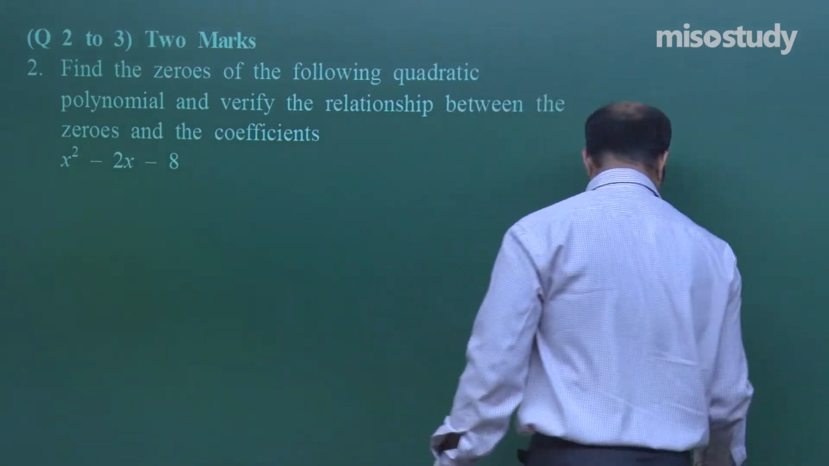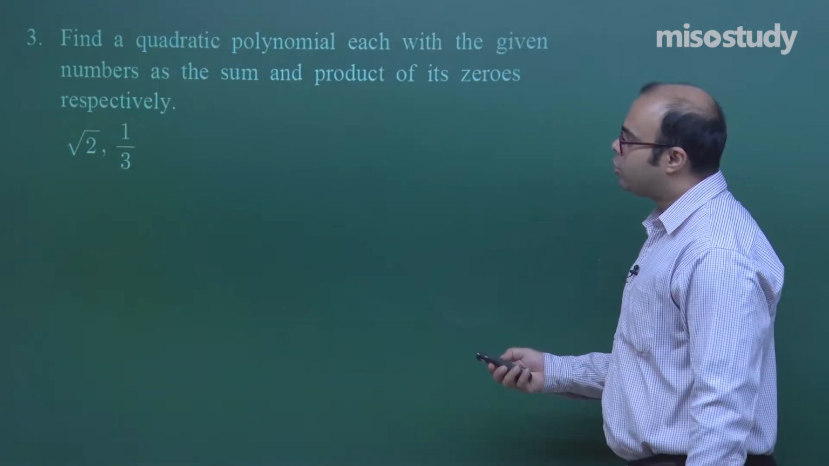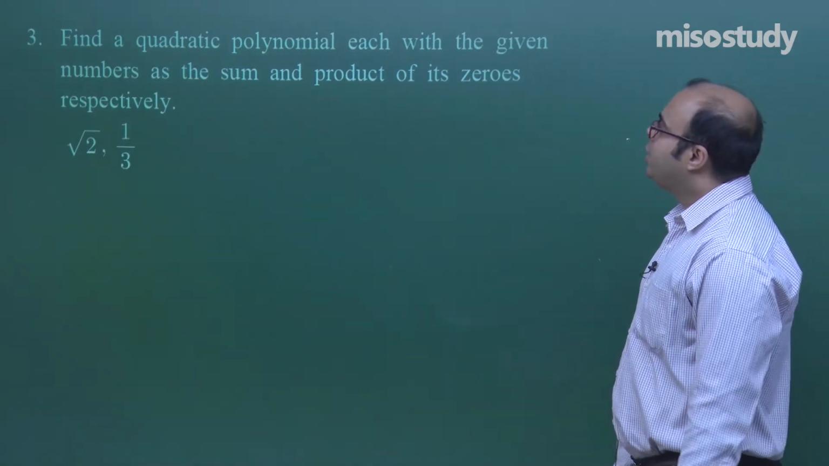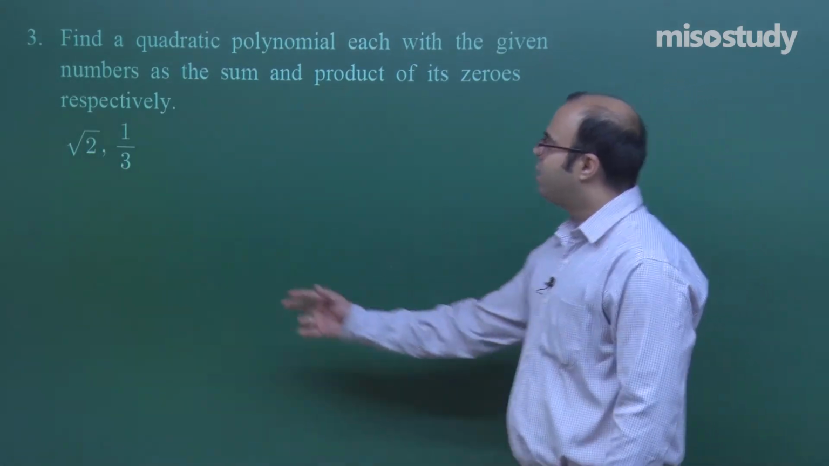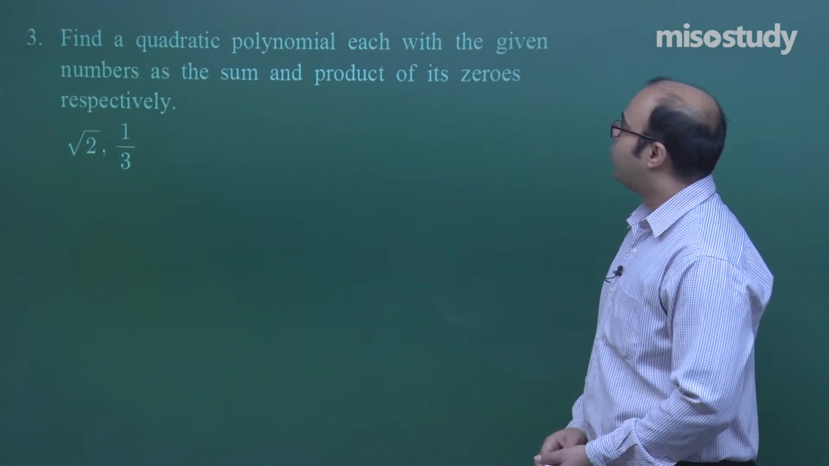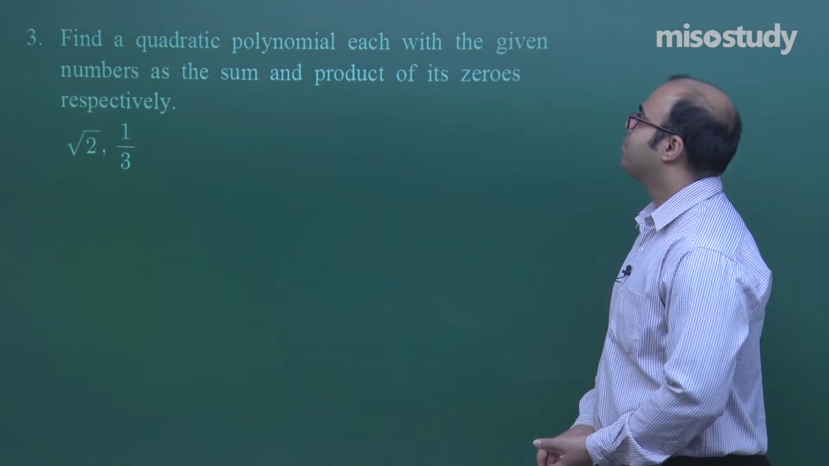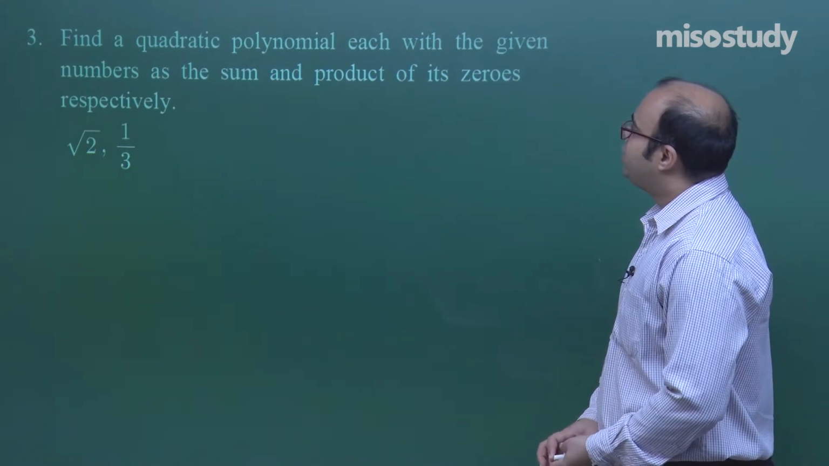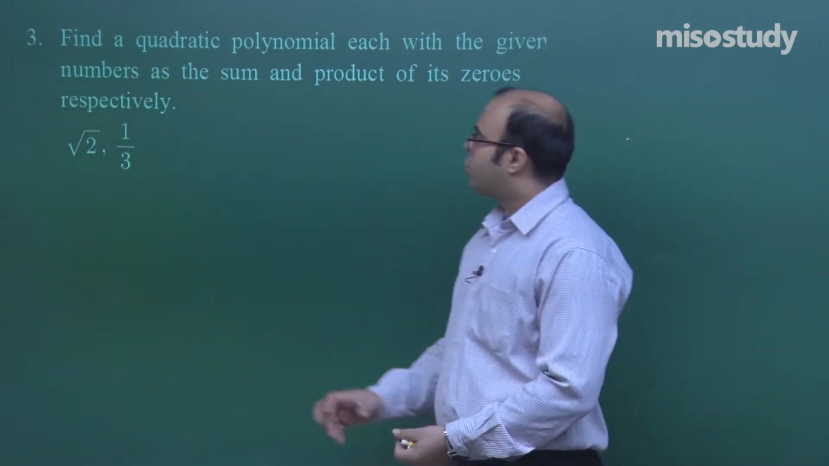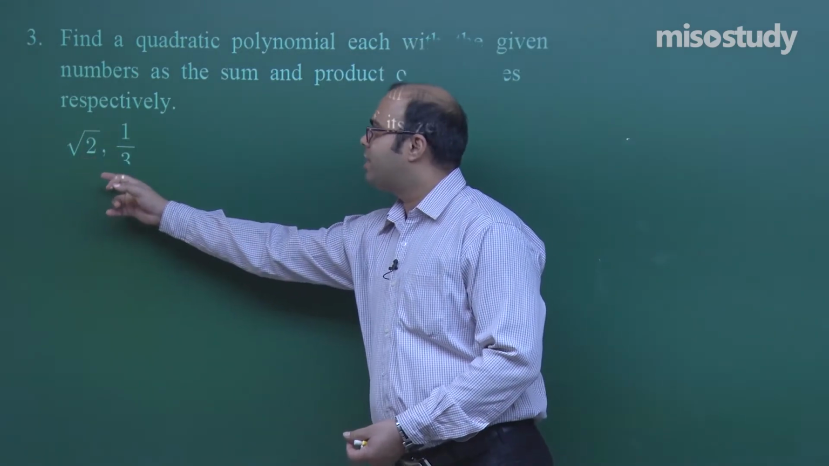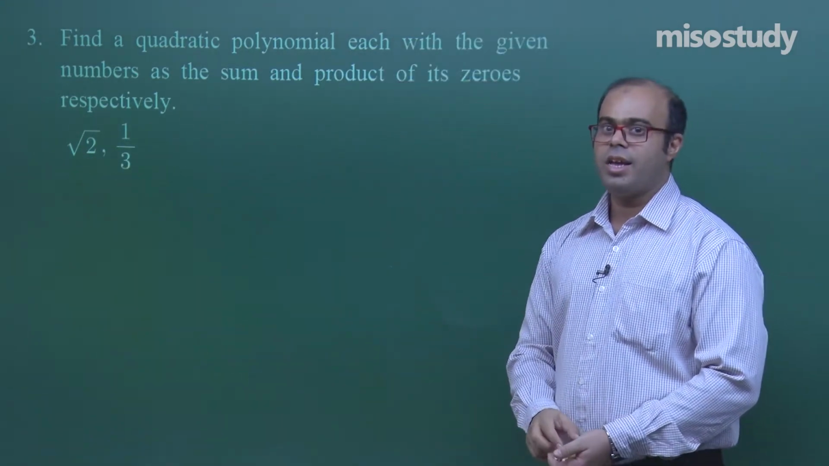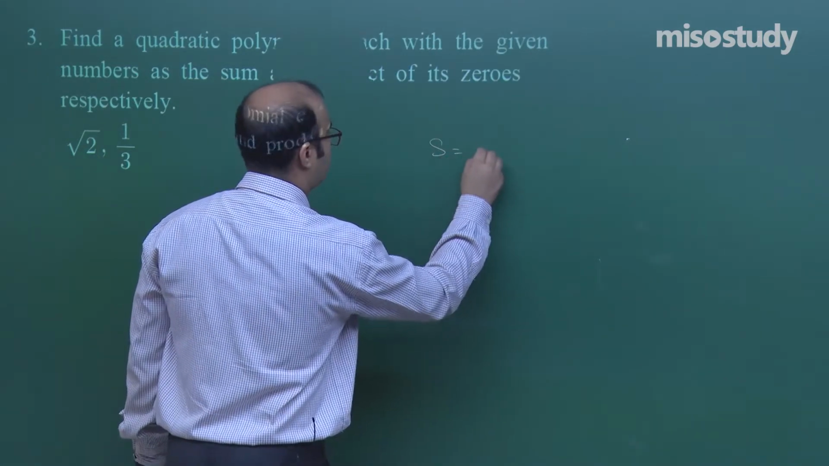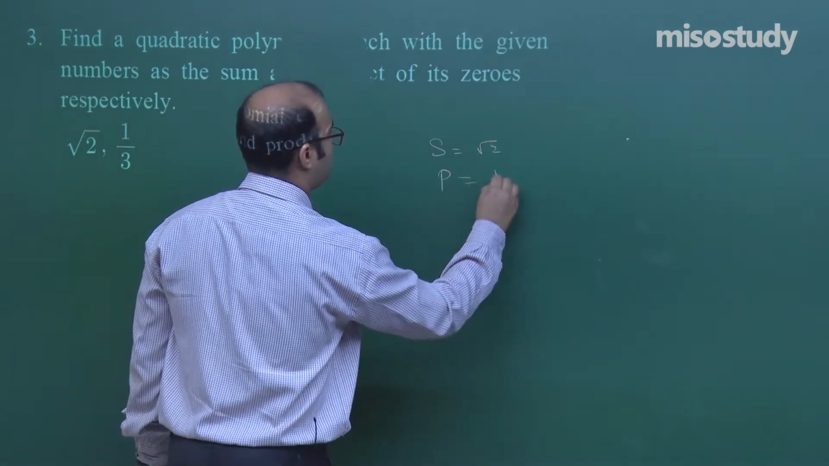In the third question, which is of 2 marks again, find a quadratic polynomial each with the given numbers as the sum and product of its zeros respectively. So, we have to find a quadratic polynomial with the given numbers as the sum and product of the zeros. So, this is the sum of the zeros and this is the product of the zeros. Can you find the quadratic polynomial? So, we have the sum of the zeros as root 2 and the product of the zeros as 1 by 3.